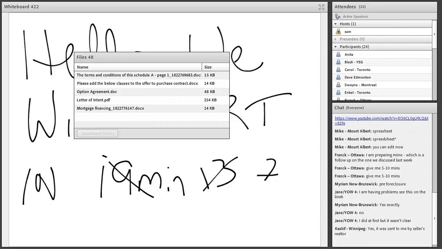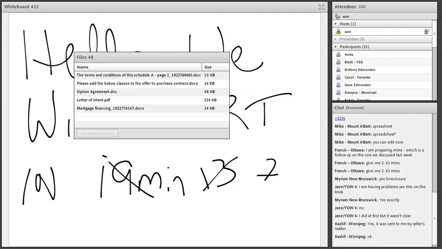I did at first, okay. I was sent this by the seller's realtor. No worries. So when you get information, just put it in our type of Excel sheet that we use to evaluate. That's the easiest one for us to analyze with. We can always use it that way.